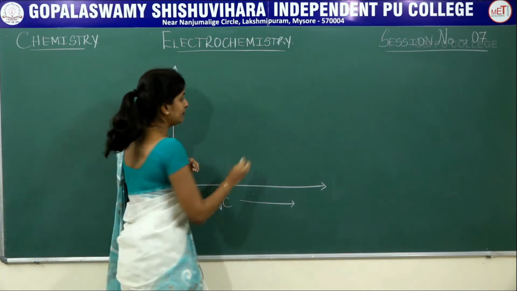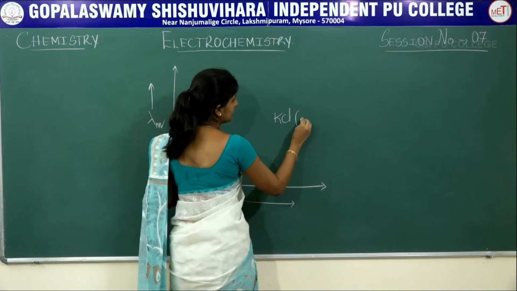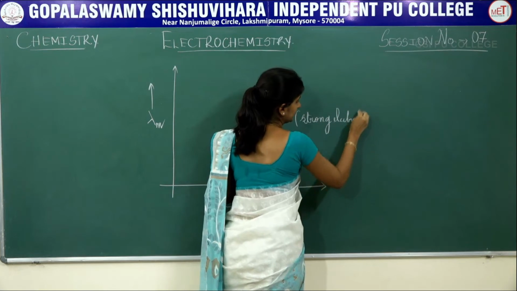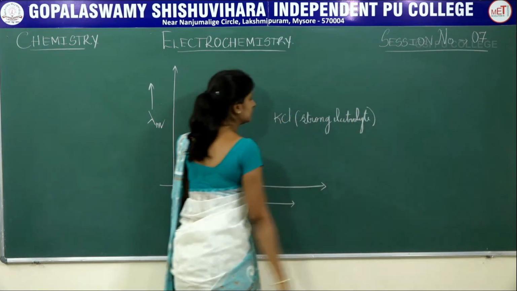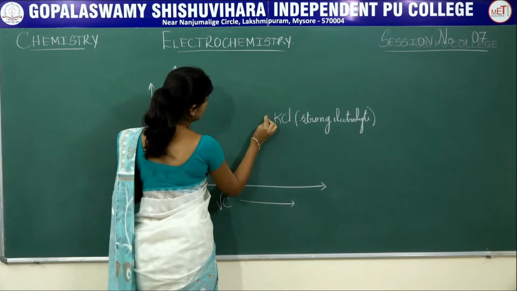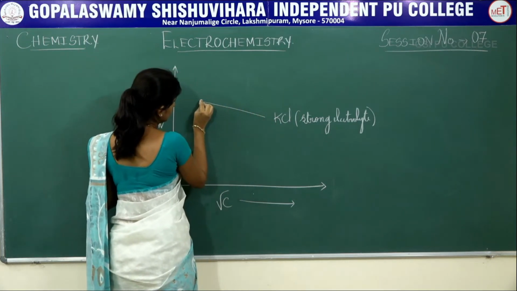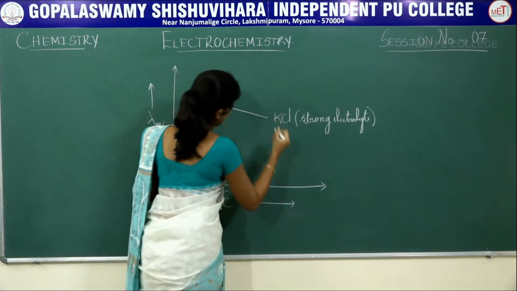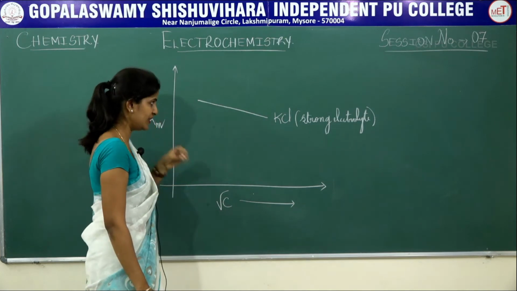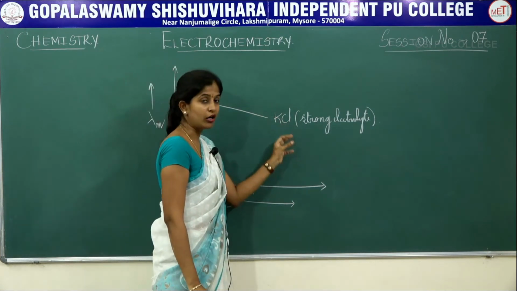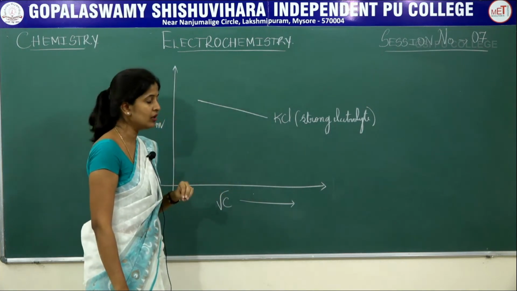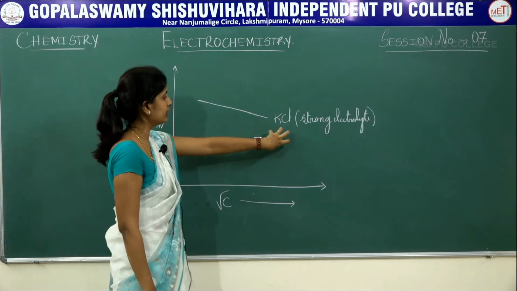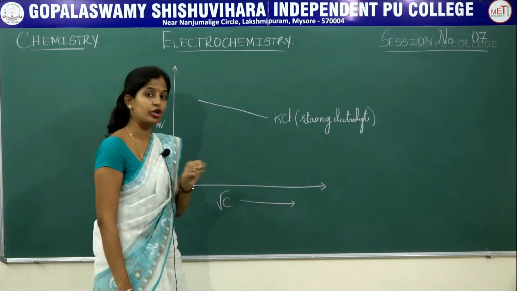For a strong electrolyte, I am taking an example of KCl. KCl is a strong electrolyte. I can observe a plot like this, a straight line, of not much slope, which means that the conductance of KCl increases upon dilution but not to a large extent. That is, the increase in conductance of KCl upon dilution is not much.